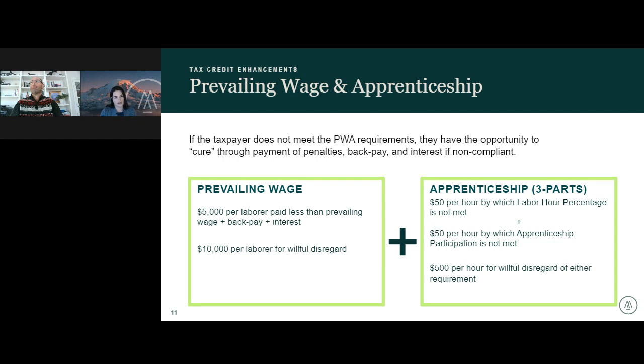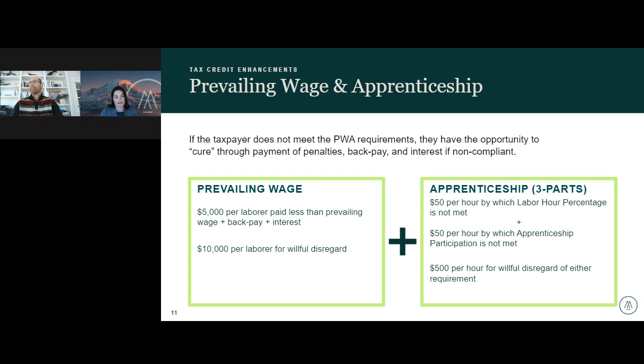On the apprenticeship side, the penalties are $50 per hour by which you do not meet the labor hour percentage, and then also $50 per hour by which the apprenticeship participation requirement is not met. That was the one where if a contractor has 4 or more laborers, they have to employ at least 1 apprentice. How those hours penalties are determined is you take the total labor hours performed by that contractor's laborers, divide it by the number of laborers, and then whatever that number of hours is multiplied by $50 is your penalty there.